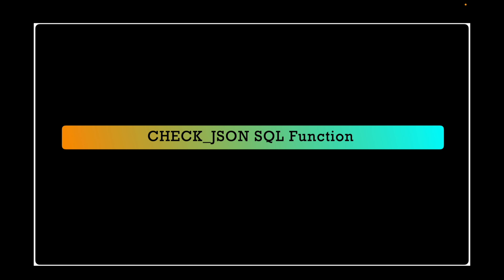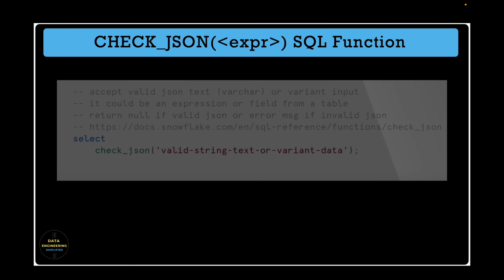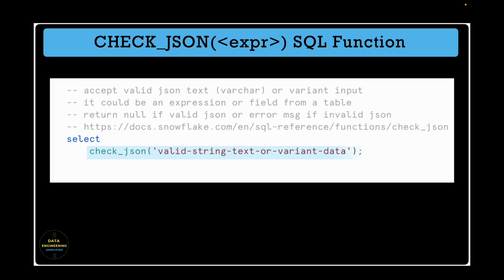Having experienced how the PARSE_JSON and TRY_PARSE_JSON SQL functions work, let's talk about another function called the CHECK_JSON SQL function. This function expects either a JSON string text or a JSON compatible variant data type. This function checks the validity of a JSON document.